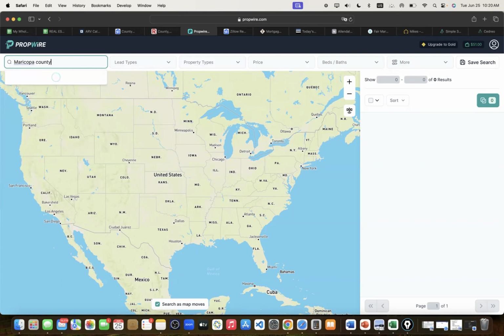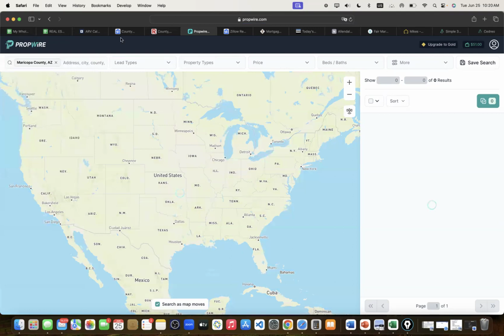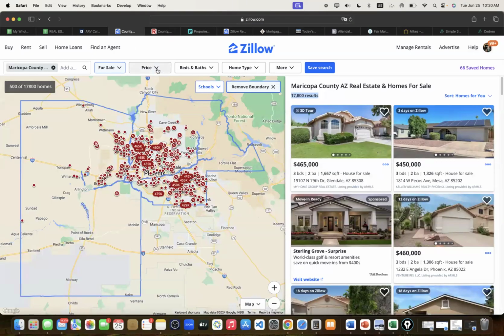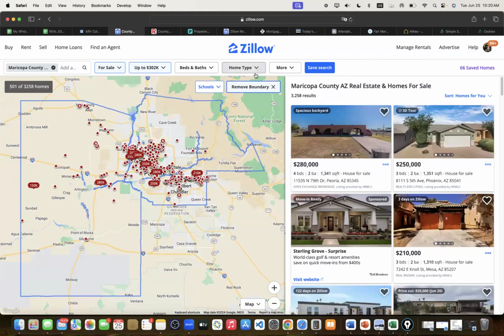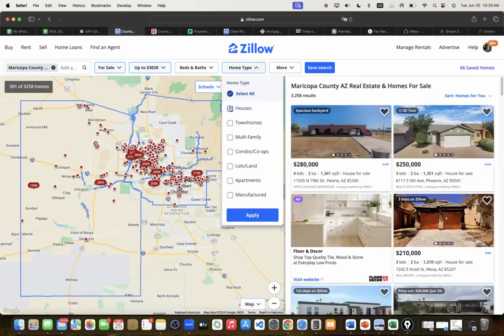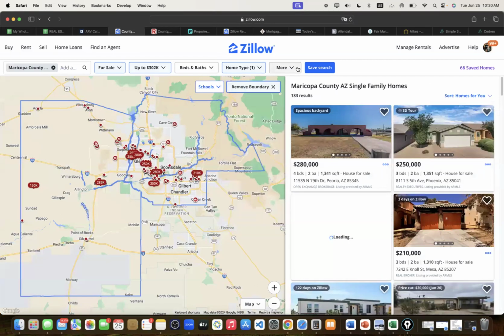Maricopa County. But we're going to be setting some filters that I like to set. So first things first is the price point. So $302,000. Awesome. Next is home types. I'm going to deselect all these and just look for houses.